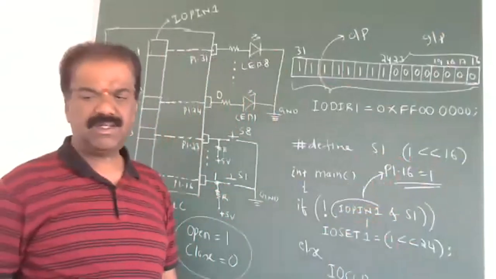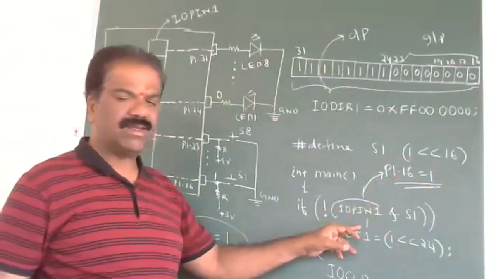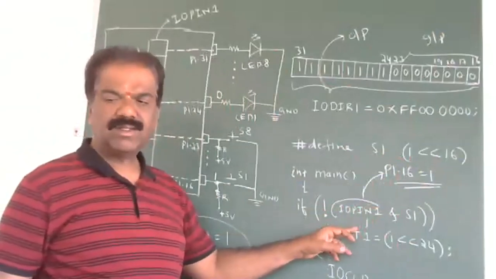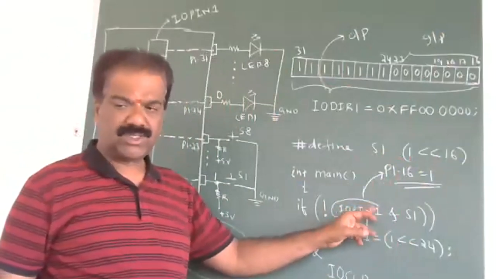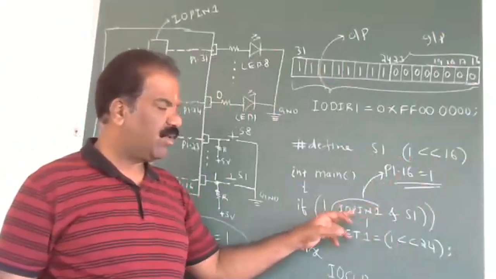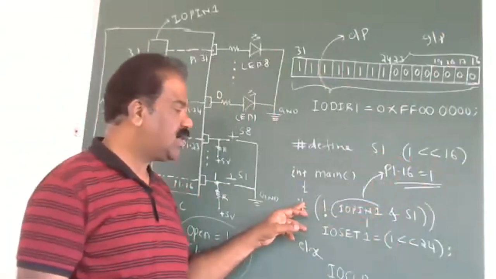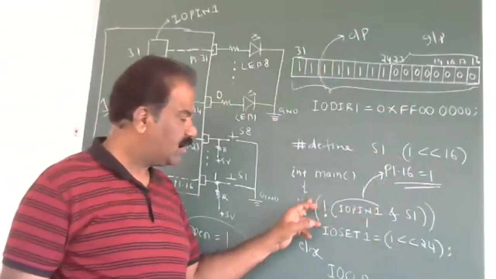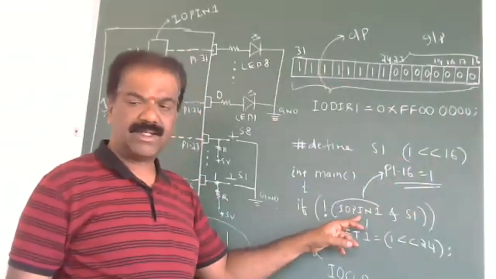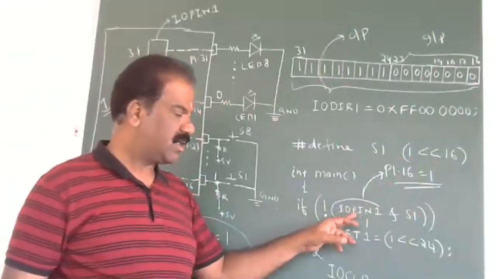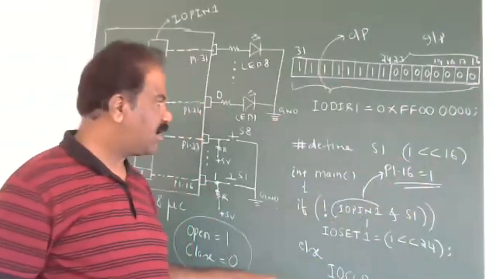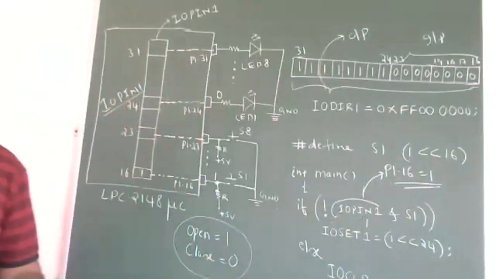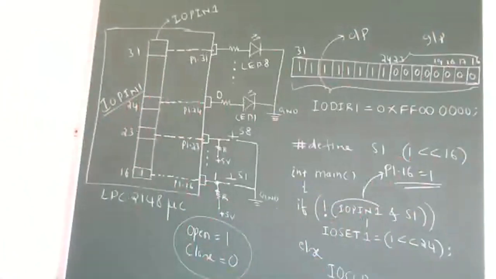Logical multiplication, 1. Then not 1. Not 1 means what? If both are 1, the switch is not closed, it is open. That is 1. Not 1 becomes 0. If within the bracket it is 0, the condition is false, so it goes to the else part. In the else part, I am writing this code.